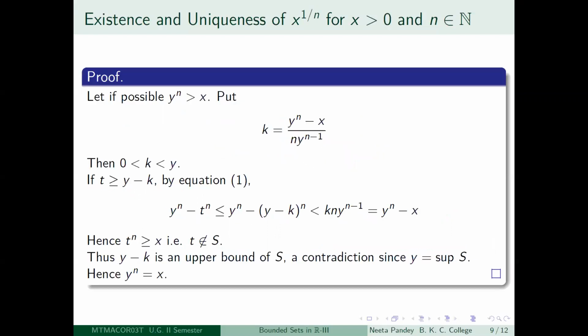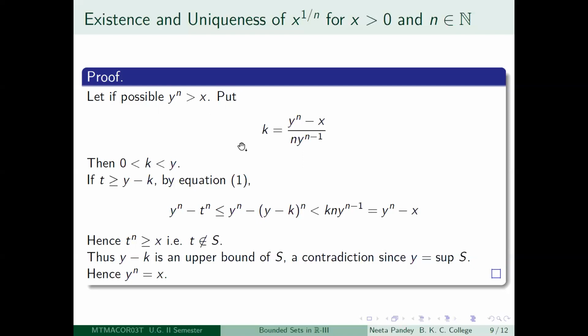Similarly, we will show that y to the power n greater than x is also not possible. So I am doing the same type of thing. Let me just see. I will take a number which is smaller than y and show that if y to the power n is greater than x, then a number smaller than y will still be an upper bound of capital S. But that is a contradiction because y is the least upper bound.